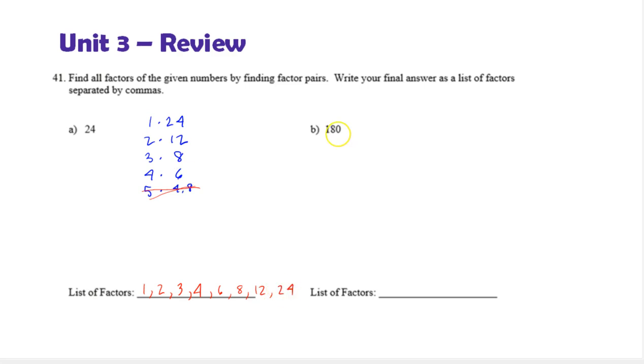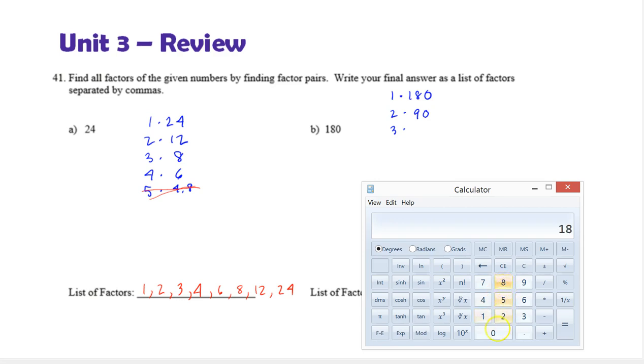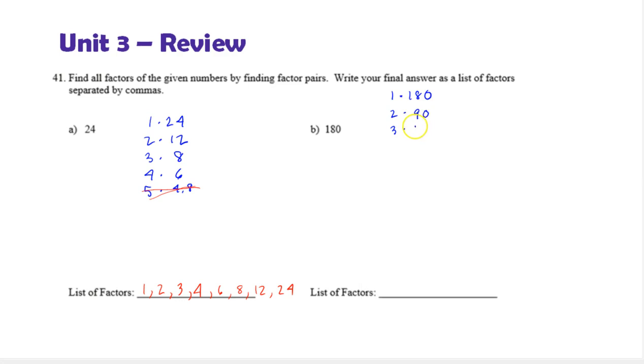Now let's look at 180. So we're going to start with 1 times 180, starting a little bit higher to make sure we have enough room. Does 2 go in? Yes, it's 2 times 90. And again, you could check these on your calculator by dividing 180 by 2. Let's do that for the next one. Does 3 go in? And you divide 180 by 3. And if it's a whole number, which it is, it goes in and it's a factor. So this would be 60.